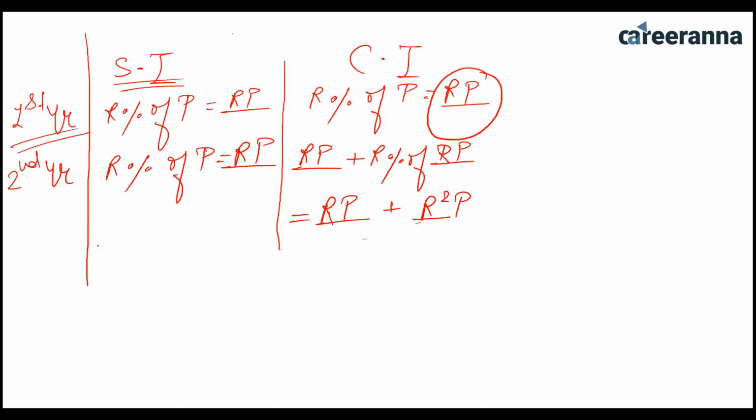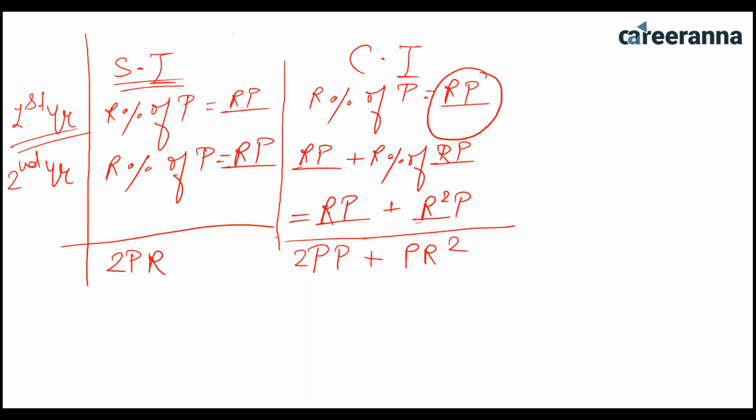Now the question will generally tell you the difference between compound interest and simple interest for a particular year, let's say 2 years. It may be asking for 2 years, for 3 years, right? Now let's take this thing. If I add both these two, what I'll be getting? 2PR. Here also, what I'll be getting? 2PR plus PR square, right? So for 2 years, my simple interest is nothing but 2PR. For a compound interest, it is 2PR plus PR square.